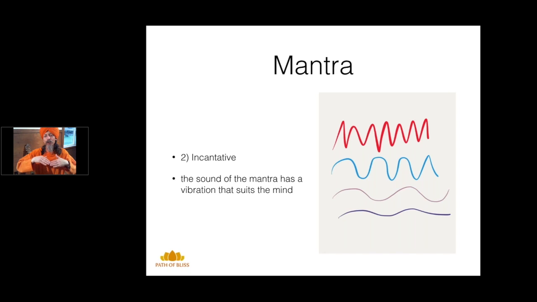The mantra also has a certain sound vibration. And that sound vibration of the mantra is very suitable to the mind. And it calms the mind. Suppose you have many thoughts and the vibration is like this. When you start with the mantra, it starts to calm it down and to bring it into a more relaxed, calm, and concentrated state. So that's the second characteristic of a mantra.